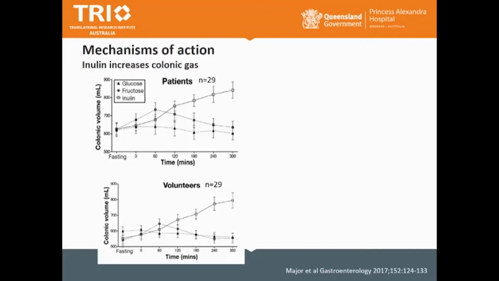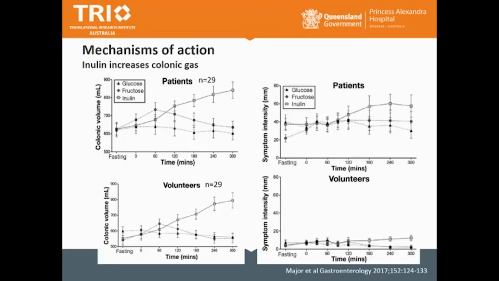Inulin leads to this colonic fermentation, ends up in the colon, bacteria like this carbohydrate, they ferment it, gas is produced, but the exact same thing happens in volunteers. So it's not the fact that their gut's different, the bacteria are different, the bacteria are producing more gas in the patients versus the controls. It's just that they can't handle this gas as well as the healthy individuals.